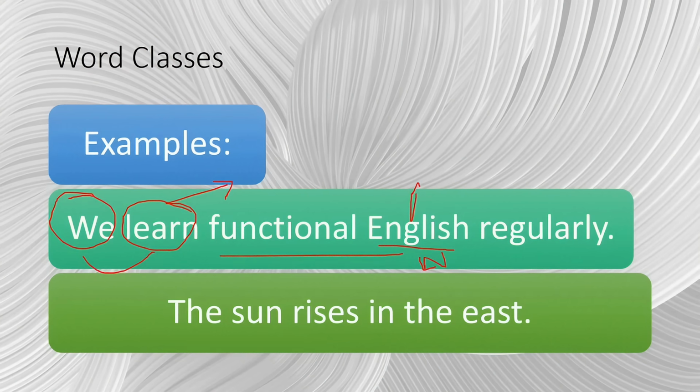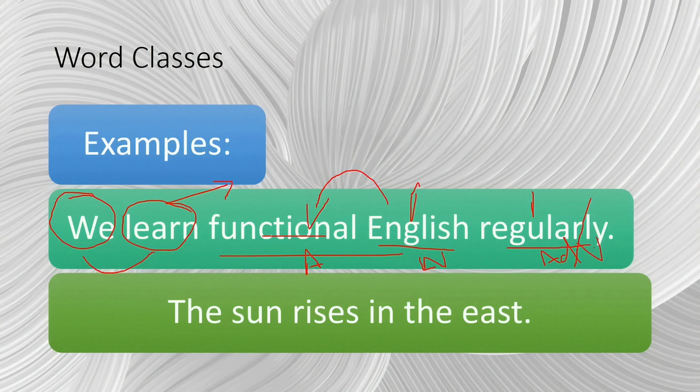Which English? Functional English. So English is functional, so this is an adjective. Functional is an adjective. When? Regularly is an adverb. Regular is an adjective. Sometimes by adding ly to an adjective it becomes an adverb. So regularly is an adverb. Okay, got it? So let's have the next sentence.